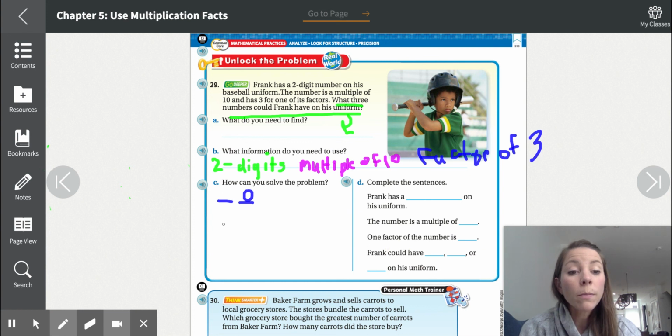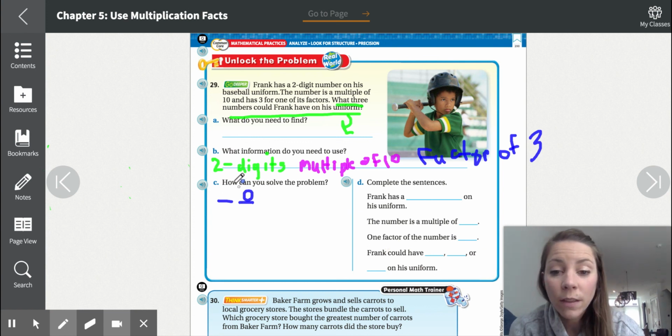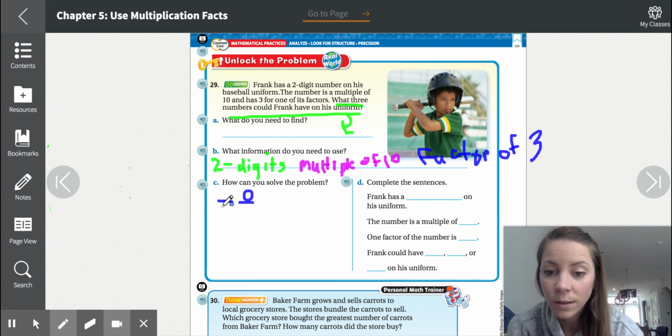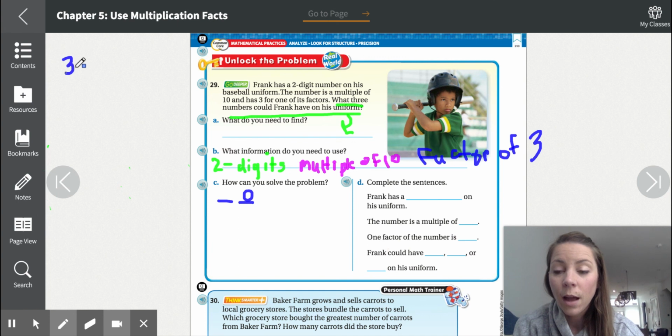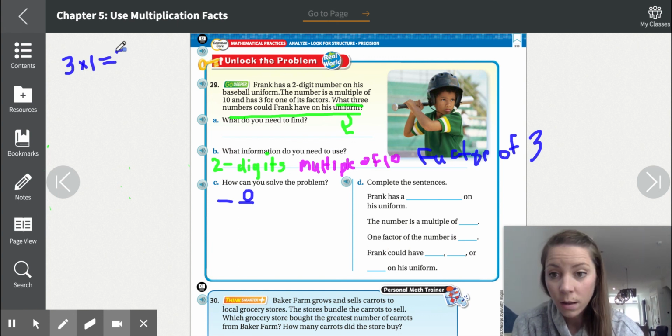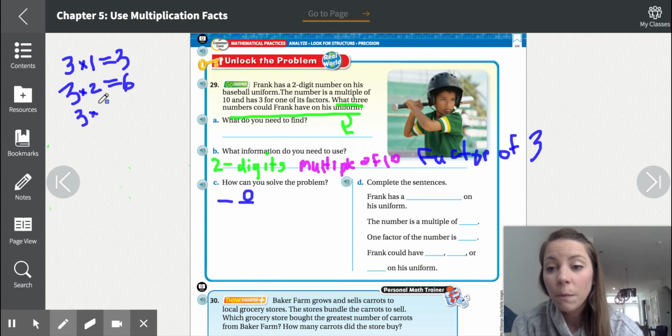So what I'm going to do now is I'm going to try to maybe multiply some numbers by 3 and see if they give me something that looks like this. We don't know what's going to go in this tens place, but we know there can't be any other digits because it has to only be 2 digits and it has to end with 0. Okay, so maybe I can multiply by 3 here to see how we do. 3 times 1 is 3. 3 times 2 is 6, right? And 3 times 3 is 9.